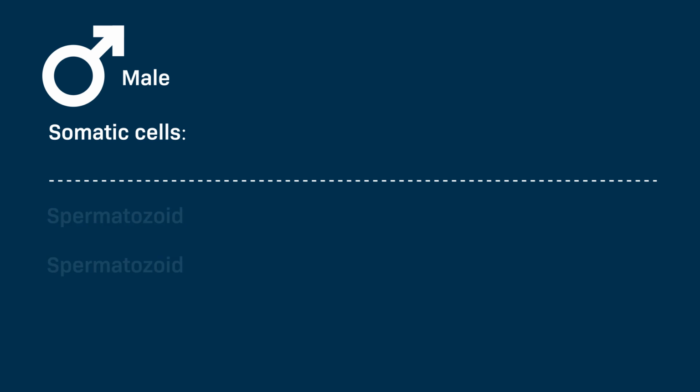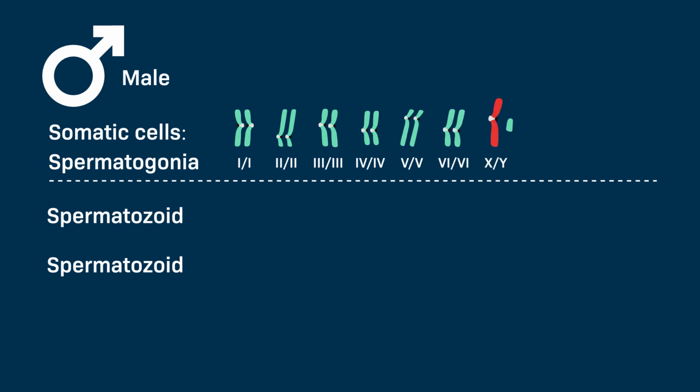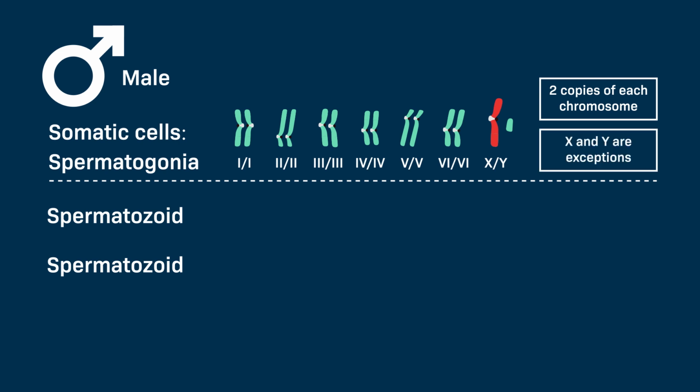Now, what happens in males? In males, we'll look at the somatic cells that are the precursor of spermatozoids. These are called spermatogonia. Once again, there are 6 homologous pairs of chromosomes. But the difference between the male and the female is that there is no 7th pair. There is, in fact, 1 copy of the X chromosome that was present in the female, and 1 copy of a chromosome called the Y chromosome. This means that spermatogonia have 2 copies of most chromosomes, as well as a copy of an X chromosome and a copy of the Y chromosome.